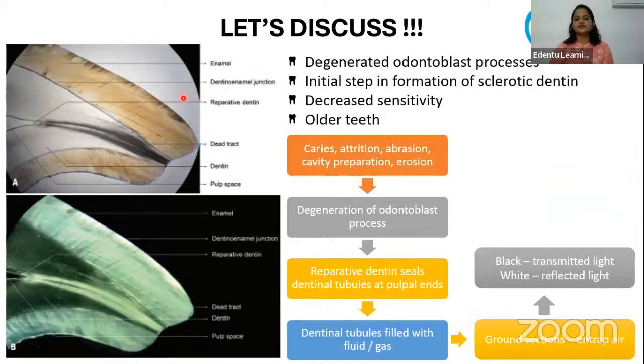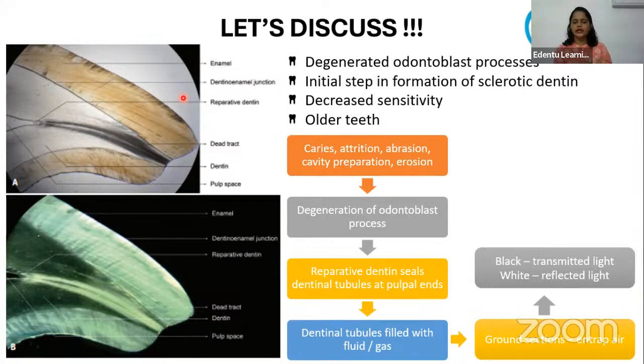So what is this dead tract? Dead tract means the degenerated odontoblastic processes. They will appear as dead tracts. It is considered an initial step in the formation of sclerotic dentine. Once these dead tracts are seen, we can see the formation of sclerotic dentine also. In this area there will be decreased sensitivity because there are no odontoblastic processes, and it is most commonly seen in older teeth.